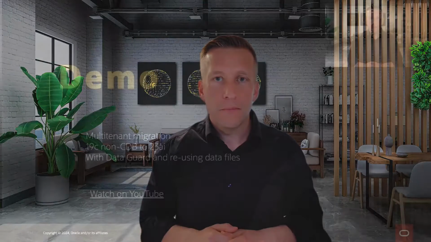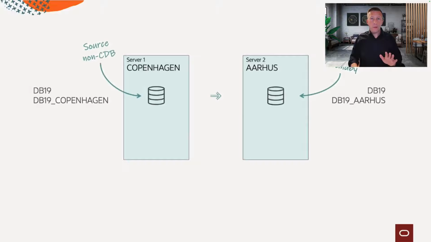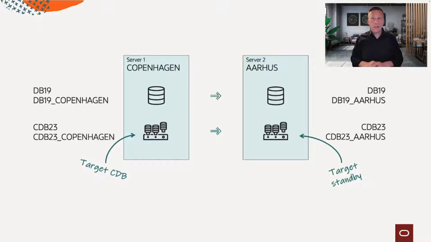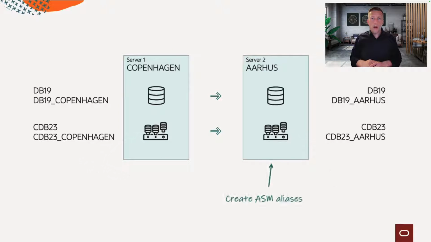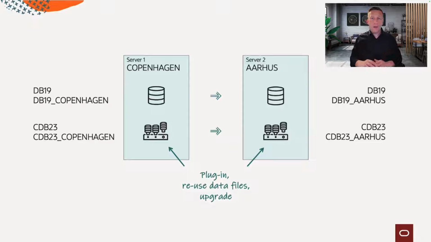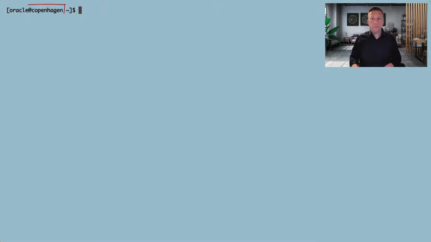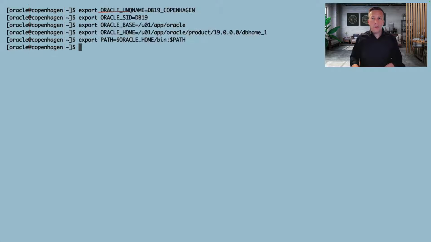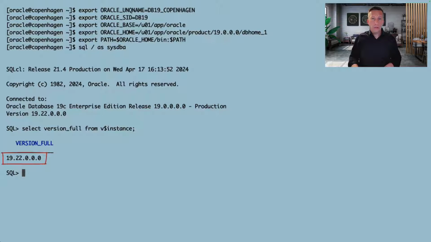It's demo time. I have a 19C non-CDB that I want to upgrade to 23ai with Data Guard. I'm on ASM and I want to reuse the data files. I have two sites, Copenhagen and Aarhus. My non-CDB is called DB19 and the container database is called CDB23. I will create ASM aliases in preparation for the plugin and upgrade where I am reusing the data files. I start on the primary system in Copenhagen and the environment is set to my 19C non-CDB.